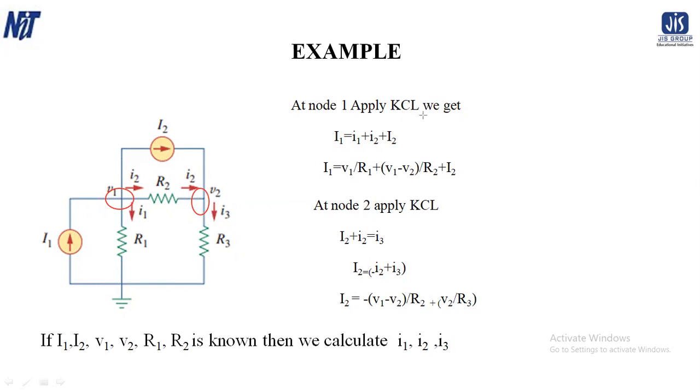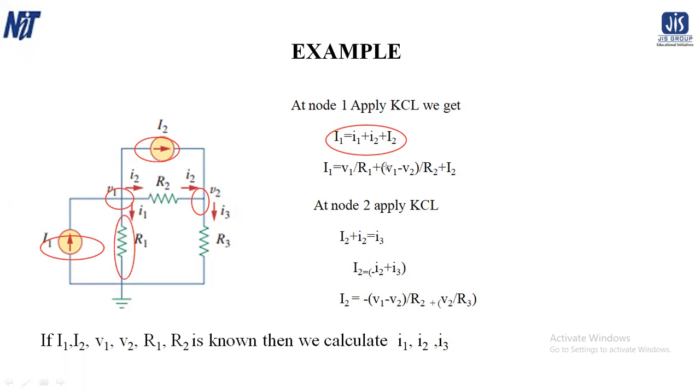We have to apply KCL for node analysis and KVL for mesh analysis. So at node 1 apply KCL. The incoming current of this particular node V1 is capital I1, and the outgoing currents are small I1, small I2 and capital I2. So you can write that capital I1 equals small I1 plus small I2 plus capital I2. Small I1 equals V1 by R1.